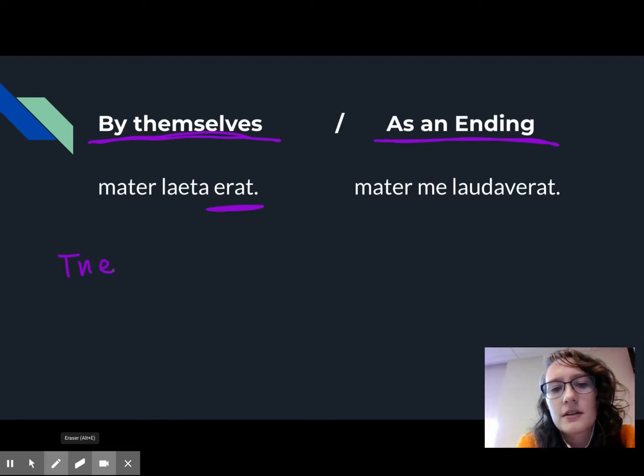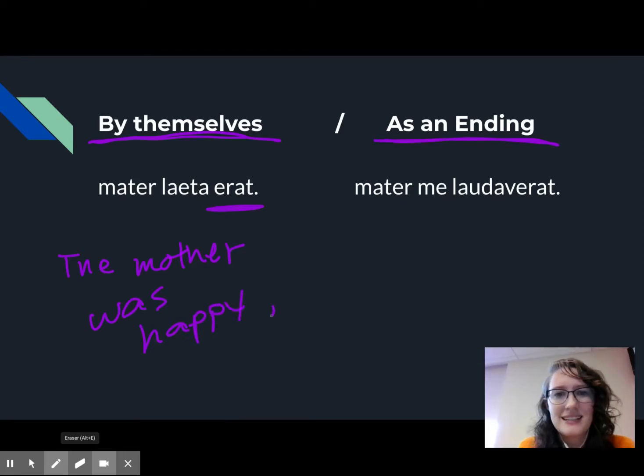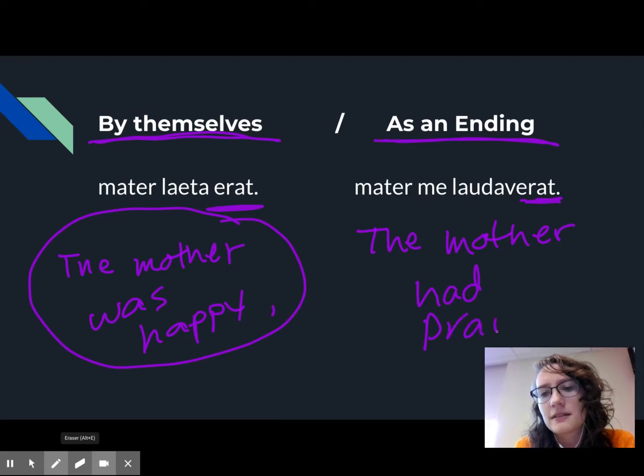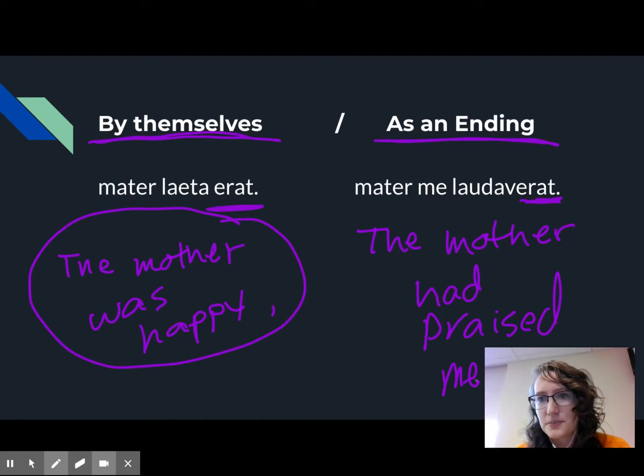The mother was happy. That hasn't changed. So when you see these forms of erat by themselves, we know it's going to be a was or were. But we look here at the same word erat, but now it's an ending. We now know this is the pluperfect tense. So this would be the mother had praised me. The mother had praised me.